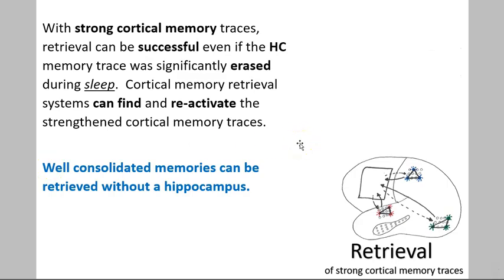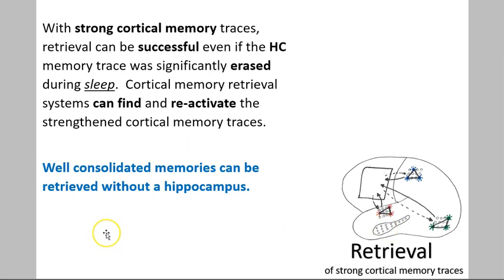So with strong cortical memory traces, retrieval can be successful even if the hippocampal memory trace was significantly erased during sleep. Cortical memory retrieval systems can find and reactivate the strengthened cortical memory traces. So look at our brain down here. Sleep has erased the previous day's memory traces, but that's okay because now we've got strong cortical memory traces that can be accessed by cortical retrieval systems, and this will allow us to retrieve that information even though the hippocampal memory traces were weakened by sleep.